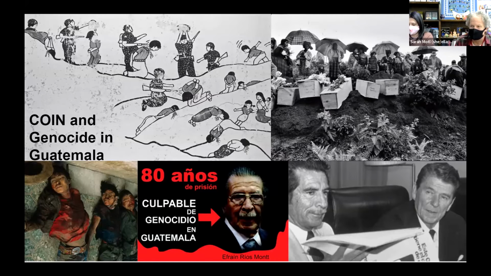So you see images here, a children's drawing, right? The trauma that they went through, these things that they saw, mass graves. And then you can see the main perpetrator, Efraín Ríos Montt, pictured here with Ronald Reagan. While he was carrying out the genocide, he was a close ally of the United States because he was a Cold Warrior. He was an anti-communist. So again, bringing these things closer to home.